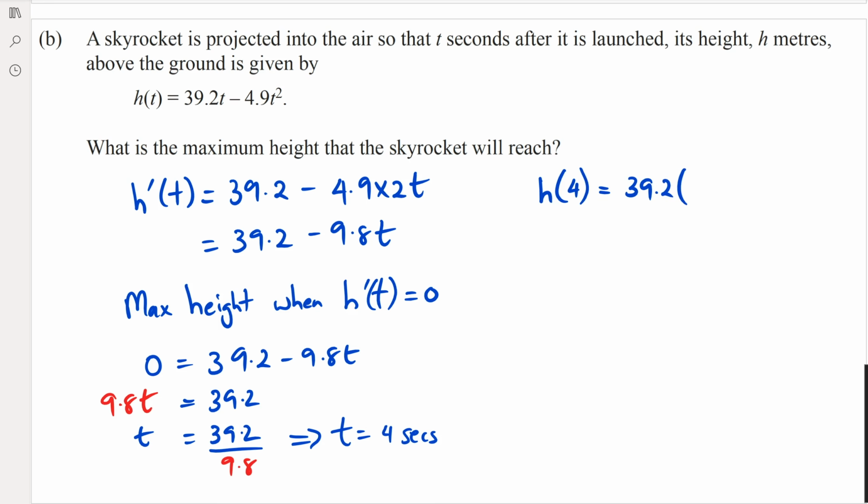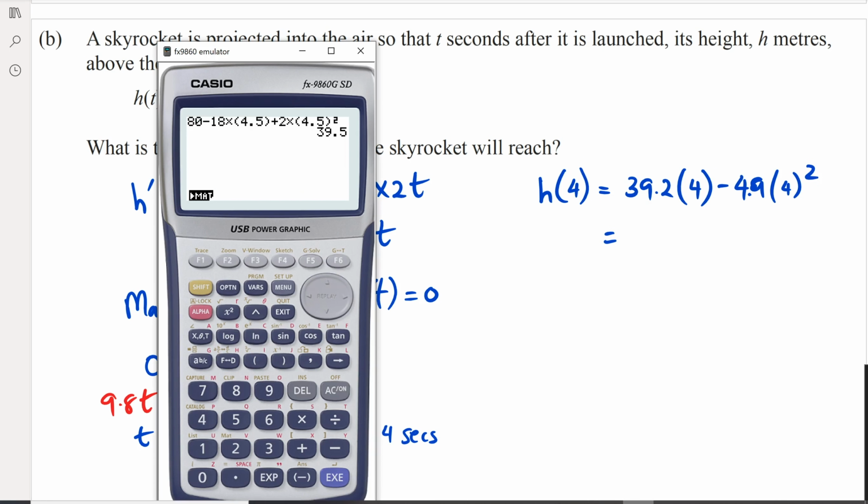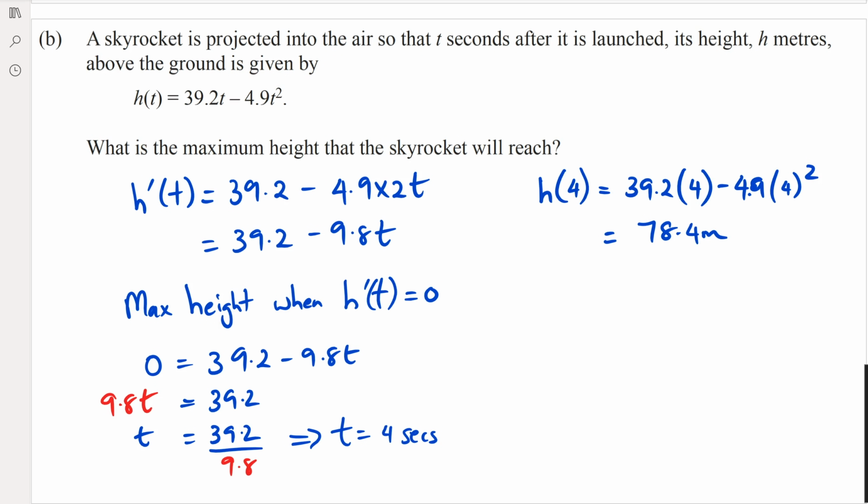So we're going to get 39.2 times 4 minus 4.9 times 4 squared. And when we actually chuck this in the calculator, my calculator decides to work with me and not be a pain. 39.2 times 4 minus 4.9 times 4 squared, 78.4. So that is the maximum height it can actually reach. So grades wise, this gets you a merit. Achieved is actually this part. Just differentiating is not enough. You actually have to differentiate and actually put it equal to 0.